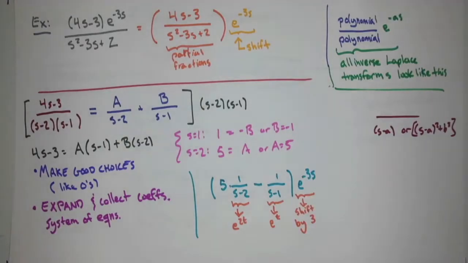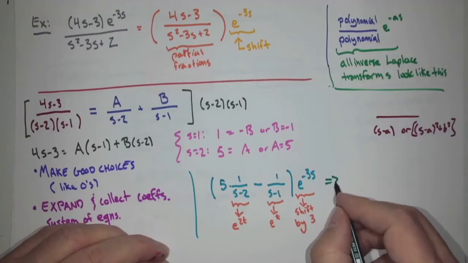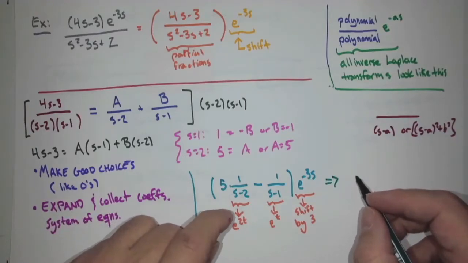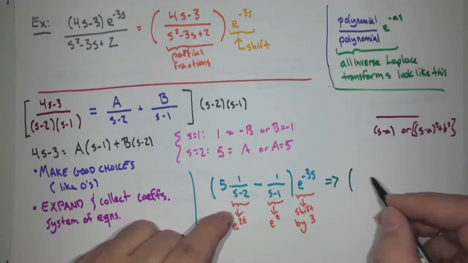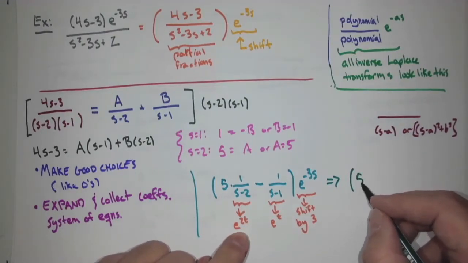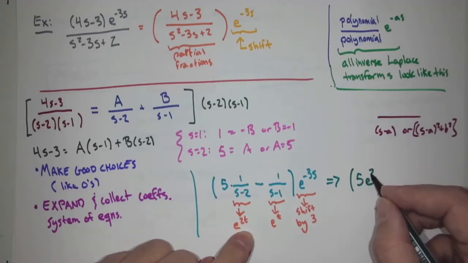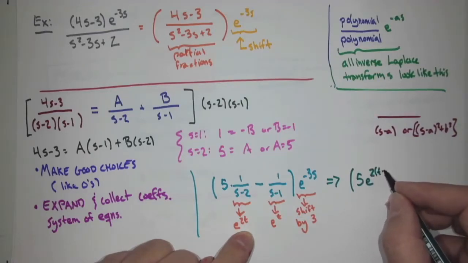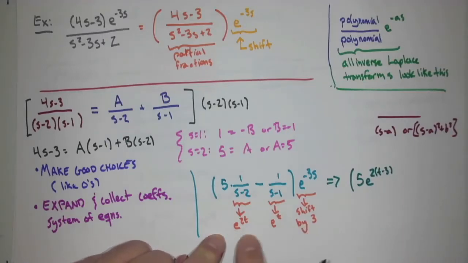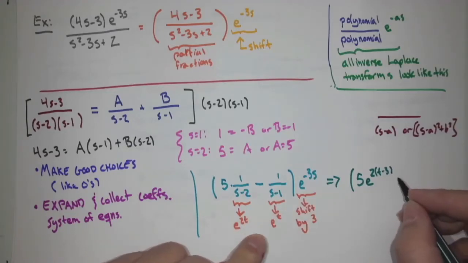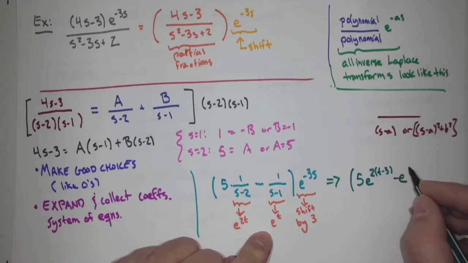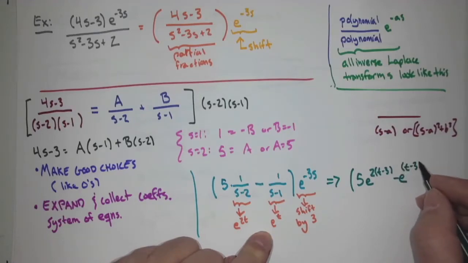So now we're ready to do our inverse Laplace. Everything's being shifted by 3. So 5, and it won't be e to the 2t, it'll be e to the 2 times what? t minus 3. Because we're shifting by 3, we're going to replace these pieces where we have t with t minus 3. Minus e to the what? t minus 3. You can even put parentheses in there if you like. Parentheses are good. Parentheses save points. Anything else?